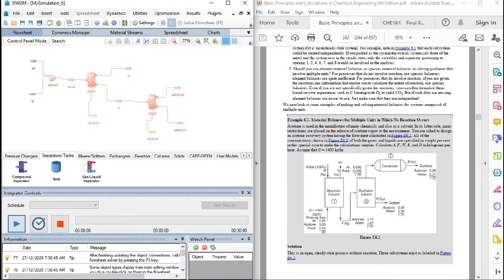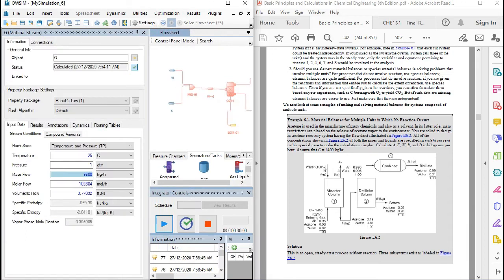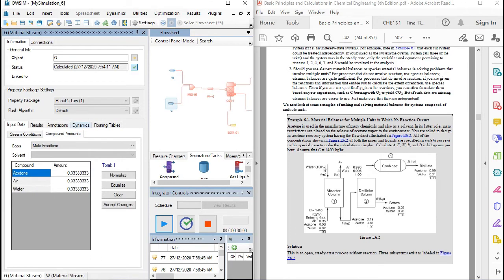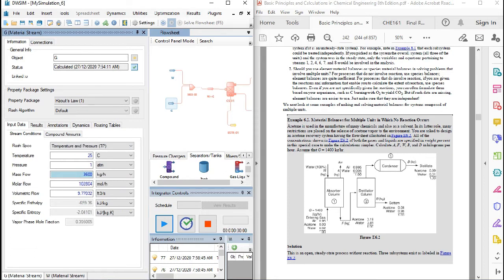We are done with our flow sheet, and we have applied it in our DWSIM application. We will now be inputting our mass flow in the G and W. We will first tweak the compound amounts present in each stream. In G, 0.03 acetone, 0.95 air, and 0.02 water. For our stream conditions, as given in the book, we have 1,400 kilograms per hour of mass flow. The temperature and pressure are not given, so we will assume standard operating conditions of 25 degrees Celsius and 1 atmospheric pressure.